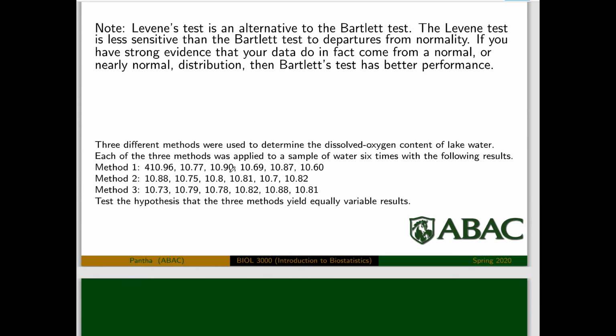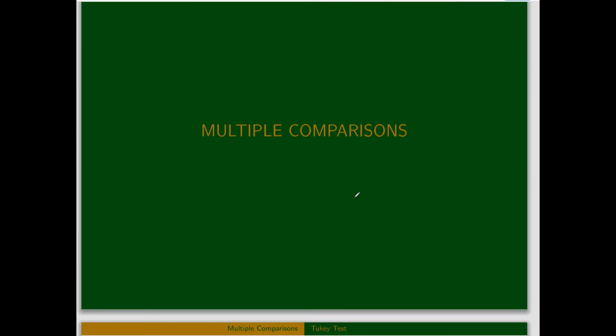Okay, 3 different methods were used to determine the dissolved oxygen content of lake water. So this is the homework problem. Each of the 3 methods was applied to a sample of water 6 times with the following results. Test the hypothesis that the 3 methods yield equally variable results. So you are testing the equality of the variance here. You can use Levene's test, or you can use Bartlett's test. Since we have the code for Levene's test already, you can use Levene's test to do this. Also, this problem is due next Monday.